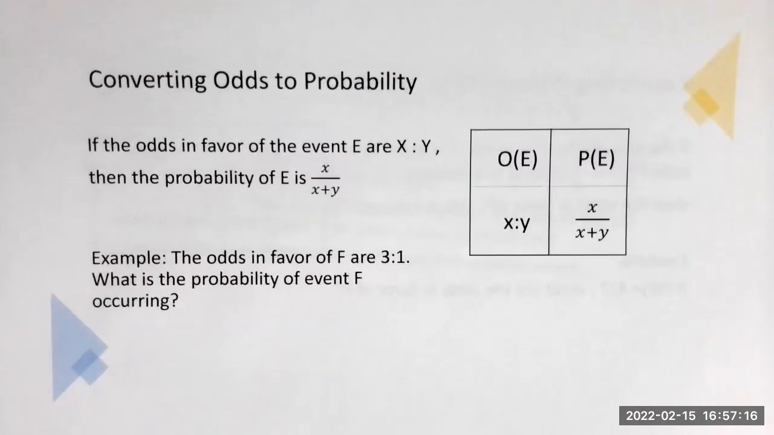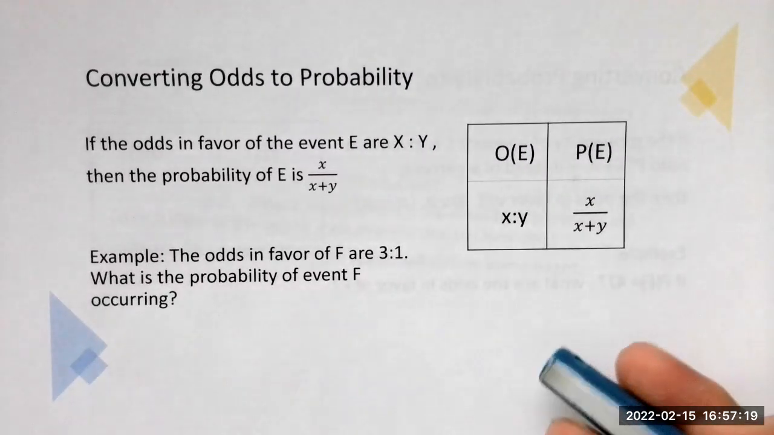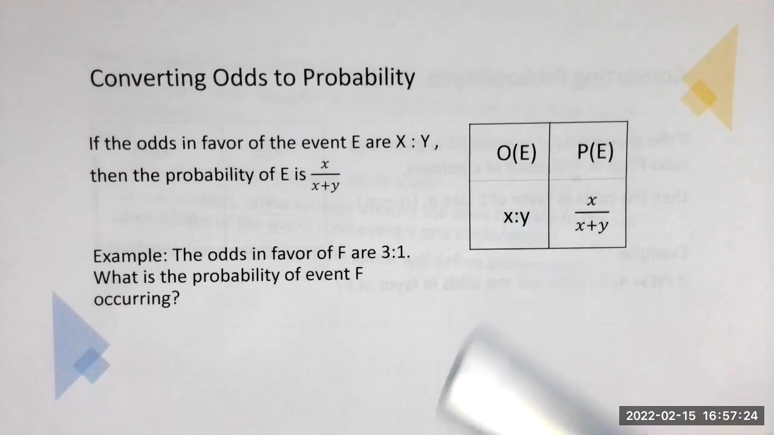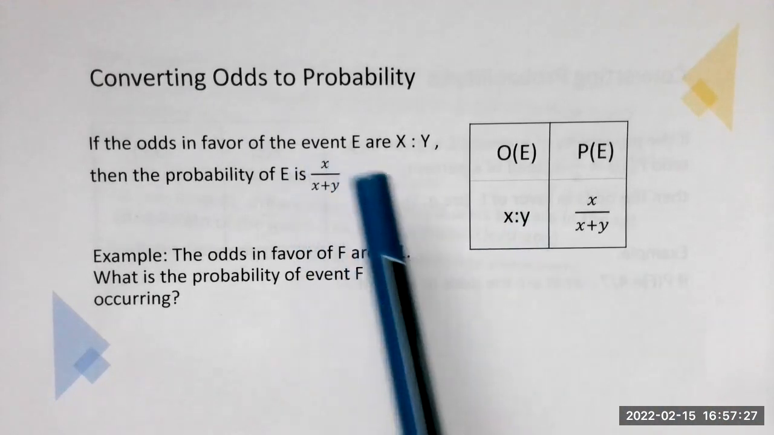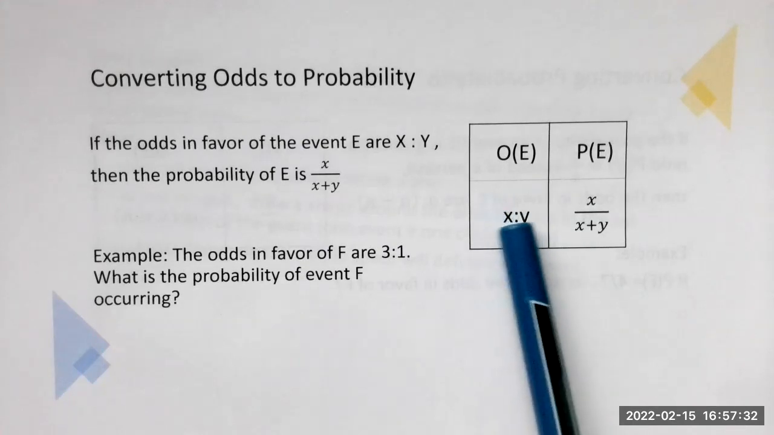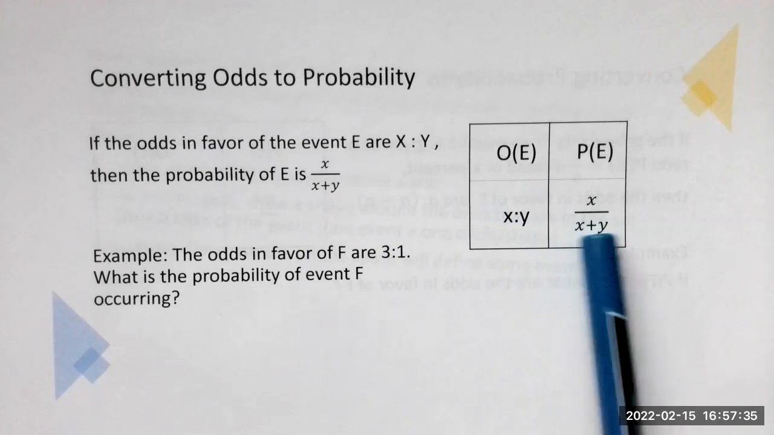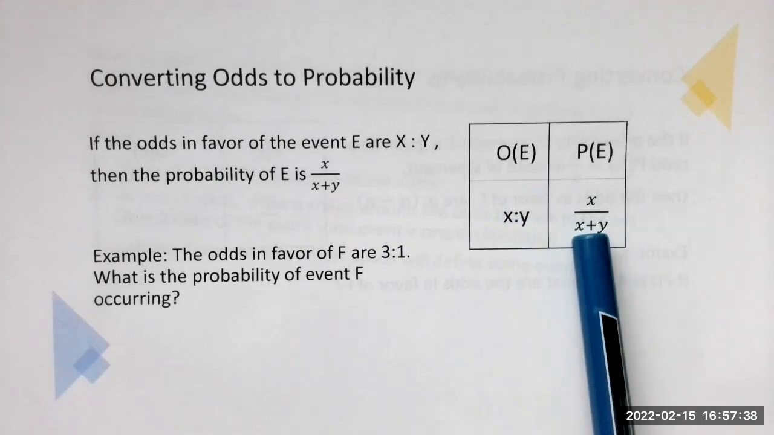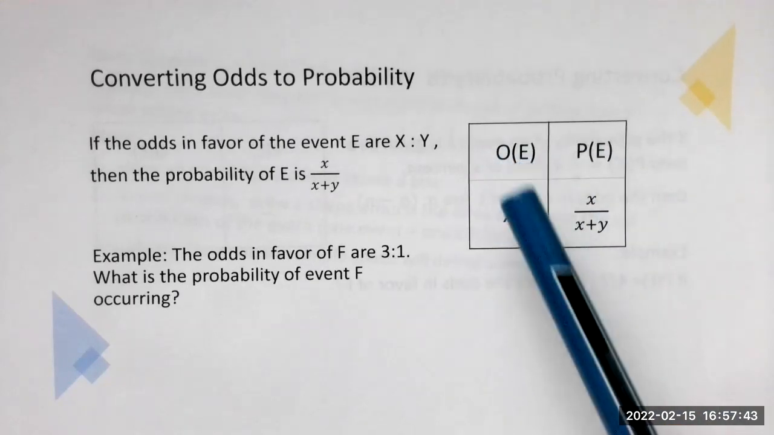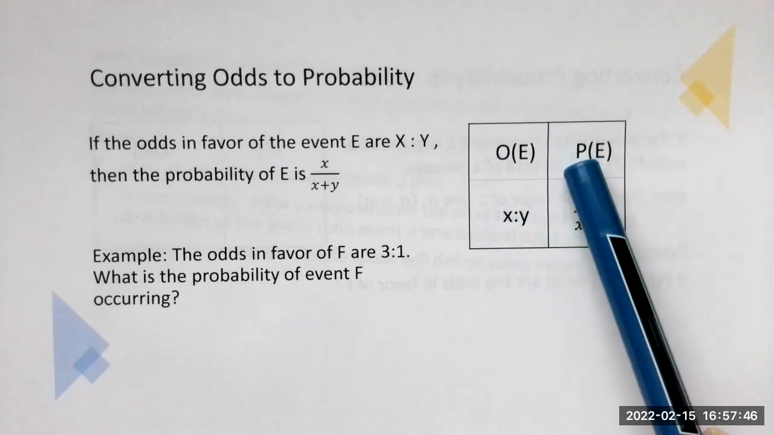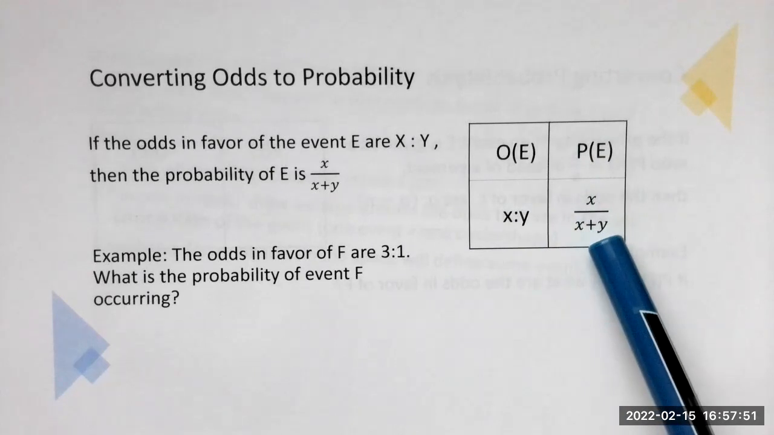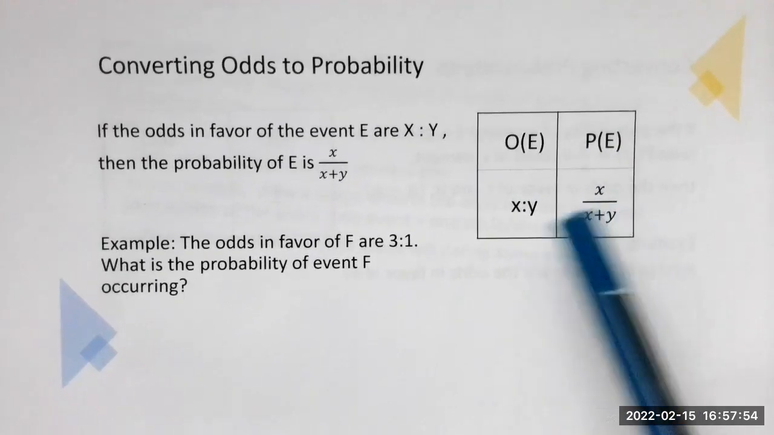Now, how do we convert odds into probability? So here's a simple way. Basically, if X is our number of successes and Y is our number of failures, together we have X plus Y, the number of trials, out of which X is the number of successes. So if we have odds of X to Y, then the probability of that same event is going to be X divided by X plus Y. So that's a simple formula that we can use.